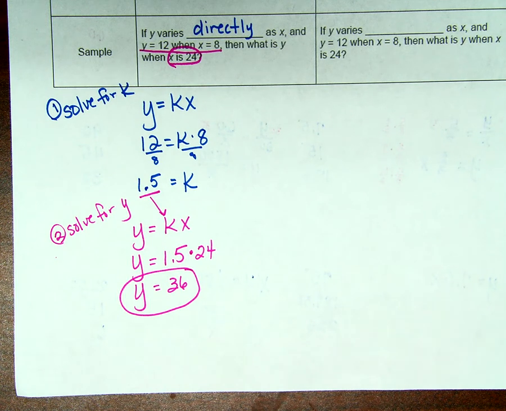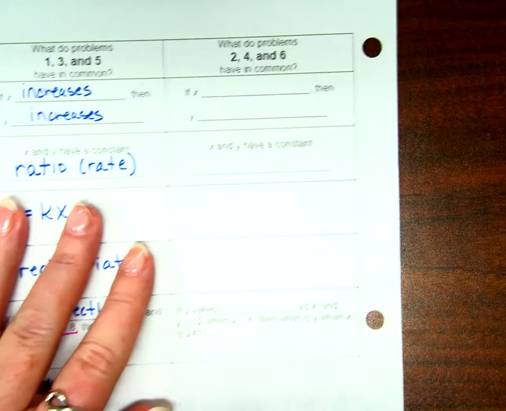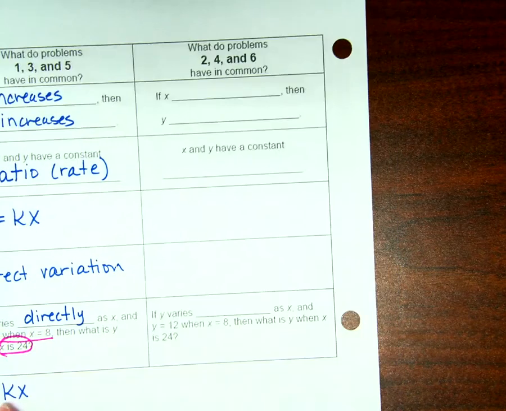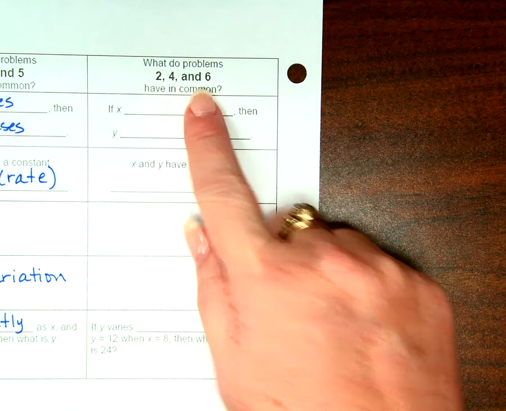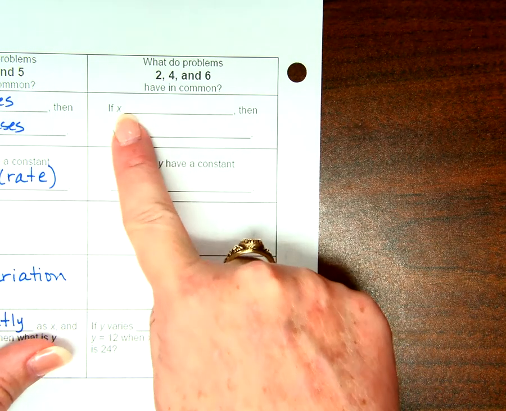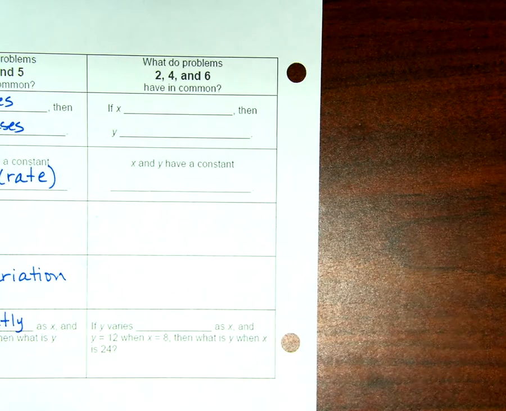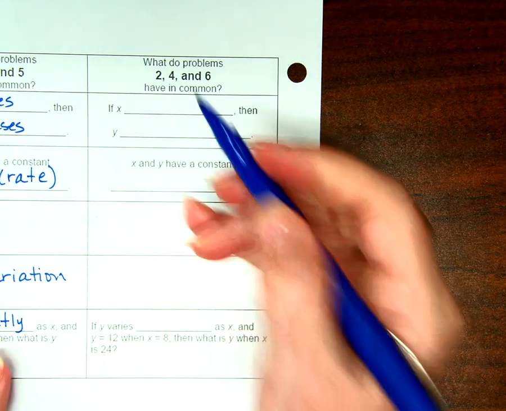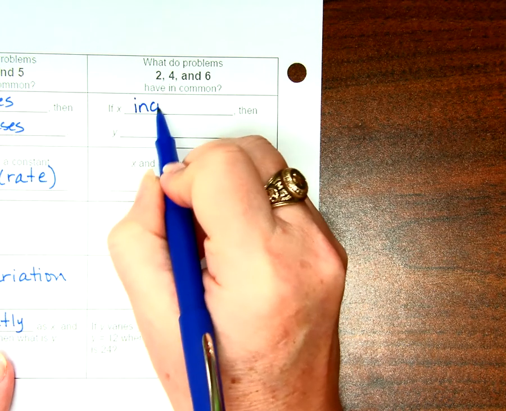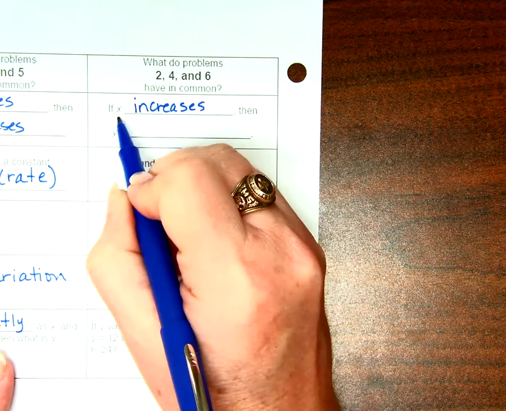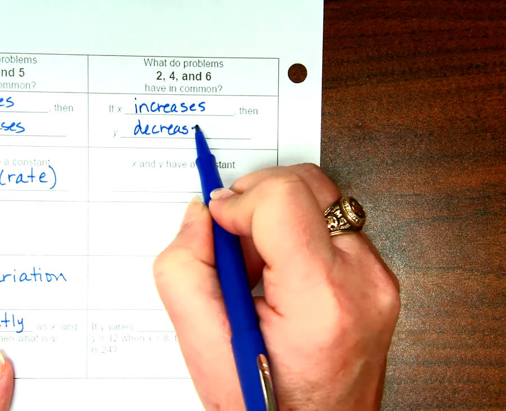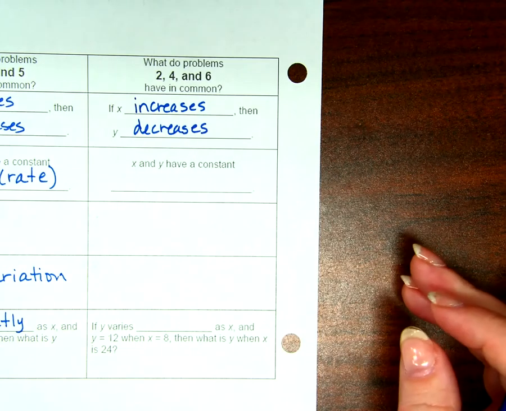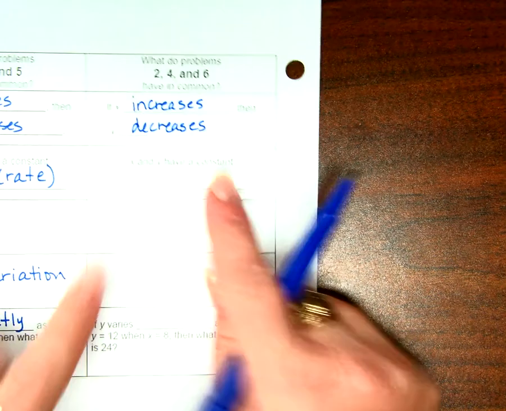Let's look at the other column. Go ahead and turn yours back over. Look at the front page. What do problems 2, 4, and 6 have in common? If x blanks, then y blanks. Somebody else than answered last time. If x increases, then y is decreasing, right? If x increases, y decreases. X and y have a constant.